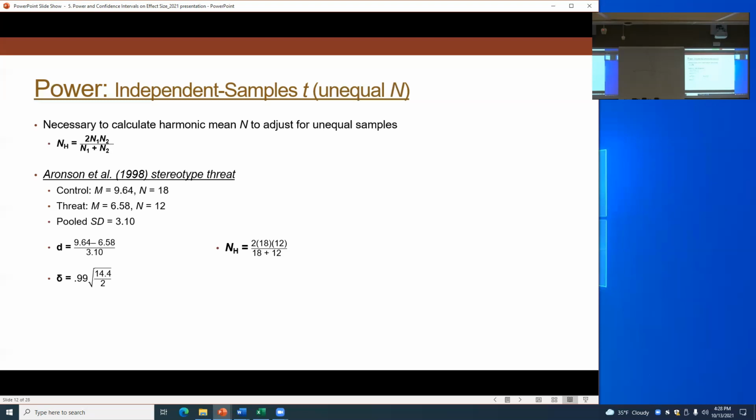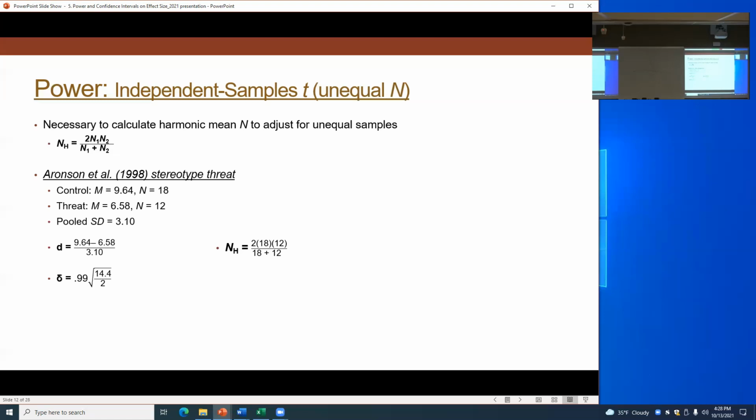So calculation of our effect size is pretty straightforward. We're going to call it d. We've called this g before, sort of Hedges' g, whatever. We get our effect size here. Go through and calculate that, gives us a value of 0.99 for our effect. So we've got a big effect going on here. We've got a full standard deviation difference between these two groups.